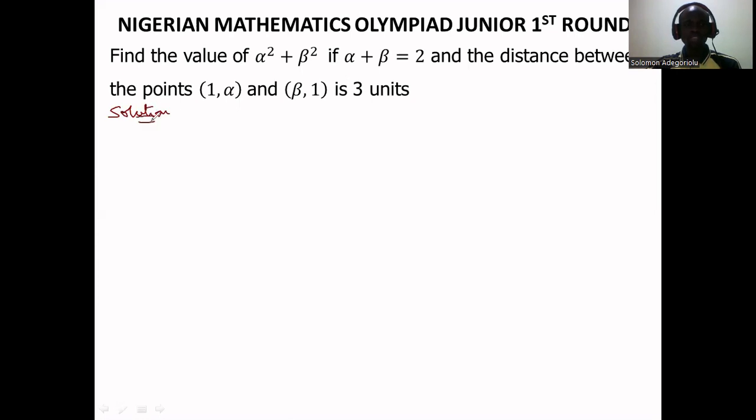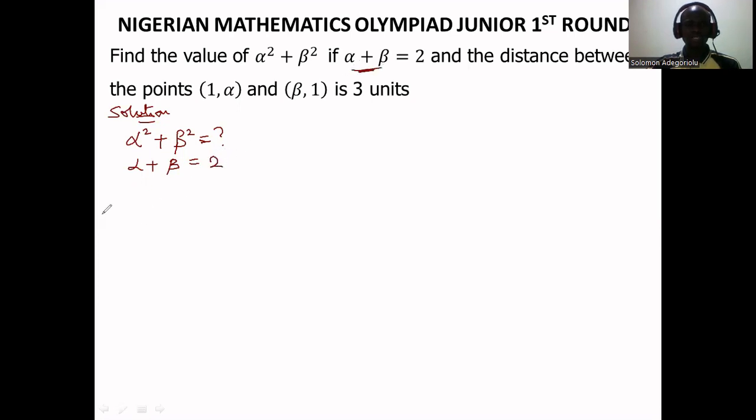Solution. Now the first thing we're given is alpha plus beta equals 2, and the question asks us to find alpha squared plus beta squared. Let's state that first. We have alpha squared plus beta squared. This is what we're looking for, so this is unknown. And we have alpha plus beta is equal to 2.